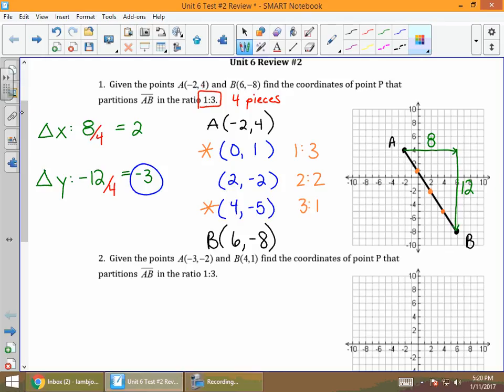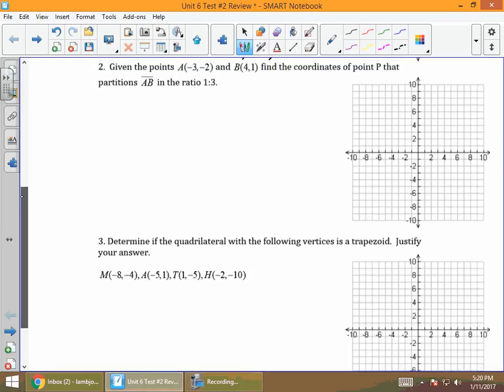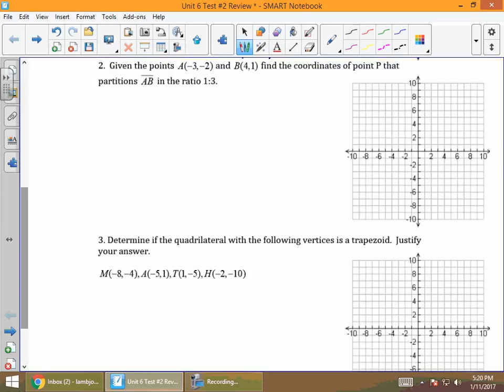All right, so number 2, same kind of problem. I'm not going to do as much explaining. I'm going to kind of just go through this one now. Point A is at -3, -2. Point B is at 4, 1. Find the number of pieces. It is a 1 to 3 ratio, so I have 4 pieces again.